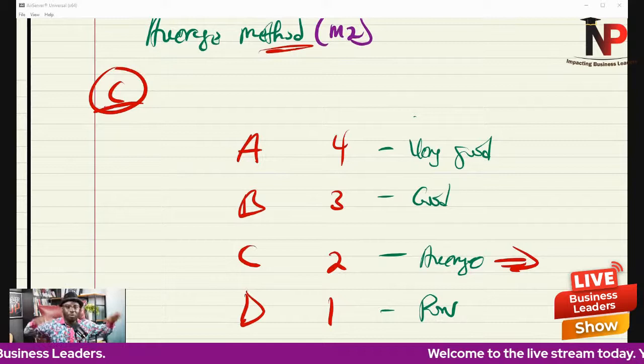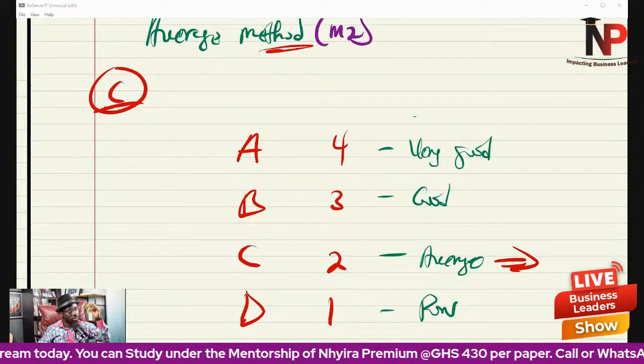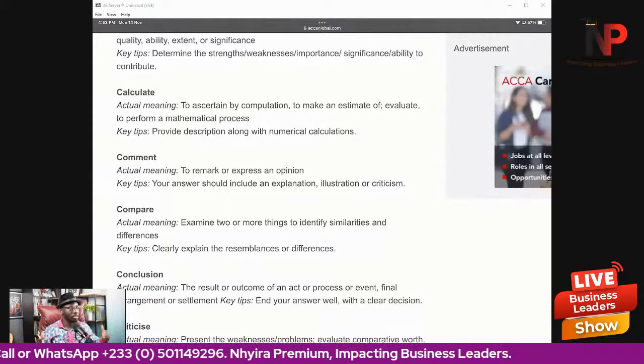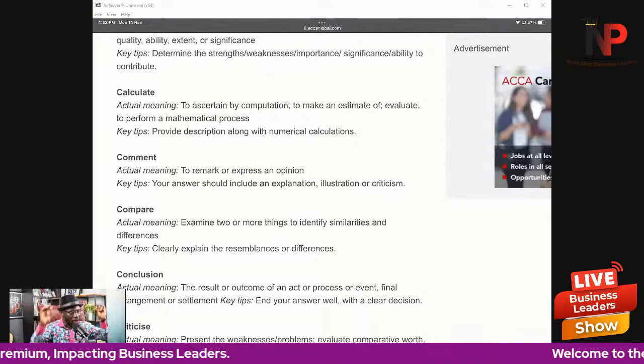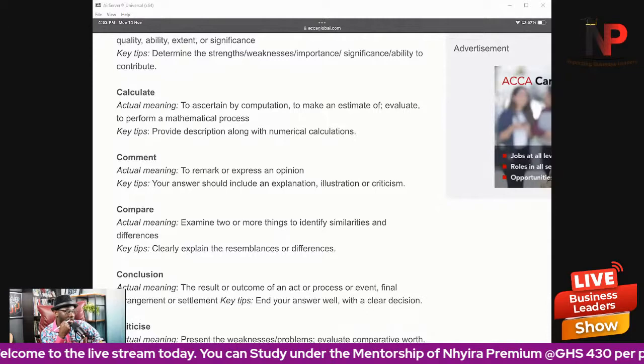So you don't just do the calculation and go away, saying the examiner said I should do the calculation, so I did it, so bye-bye. You are losing some marks. You have to write out a short description. Are you getting the idea here? That is calculate. So you don't just calculate and jump over. You calculate and provide description along with a numerical calculation. That will enhance the total marks or your ability to get the entire marks generally.